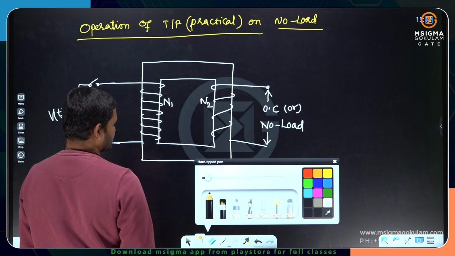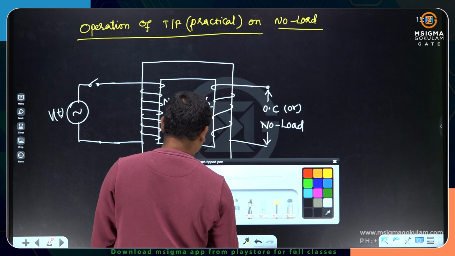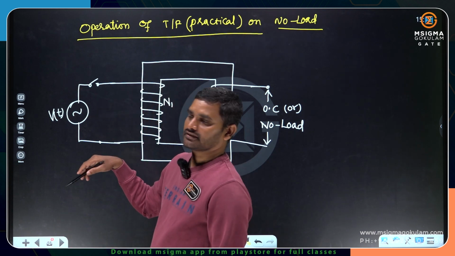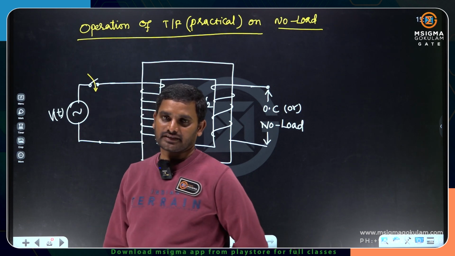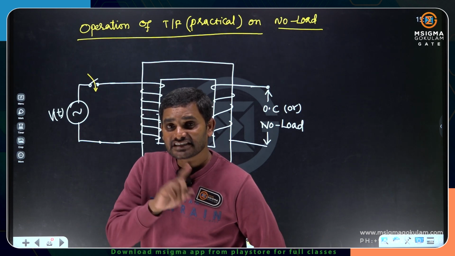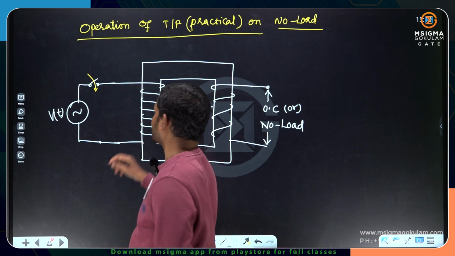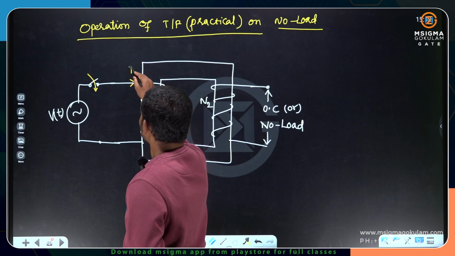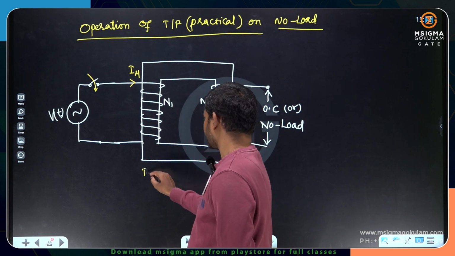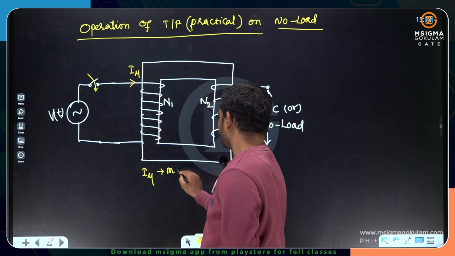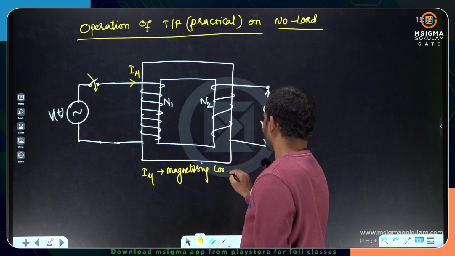Now what I am doing is closing the switch here, on this side, the N1 coil side. The moment I close the switch, this voltage source is going to drive the current. The first current which is going to enter the transformer is I mu, the magnetizing component of current.